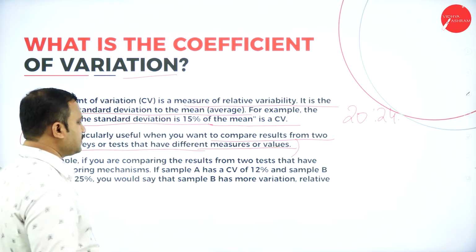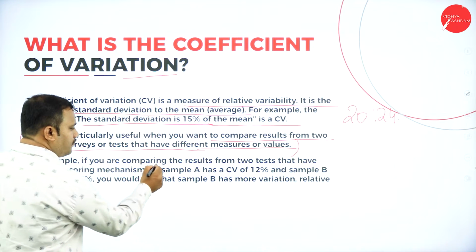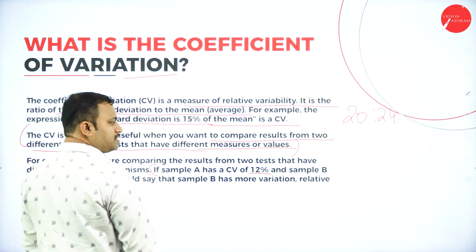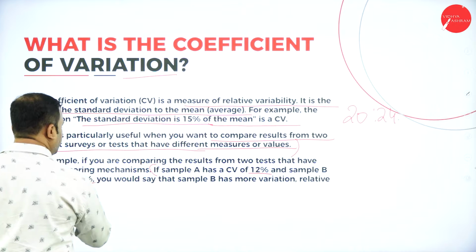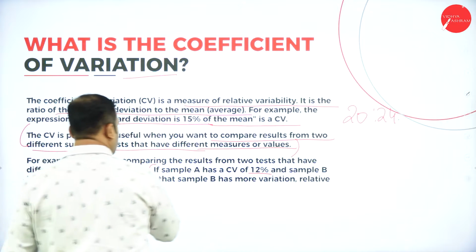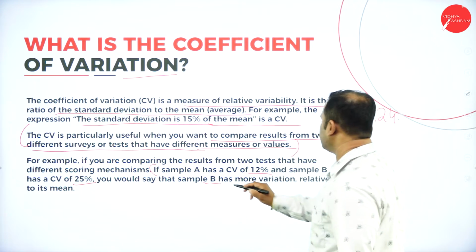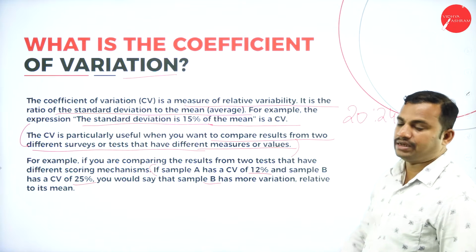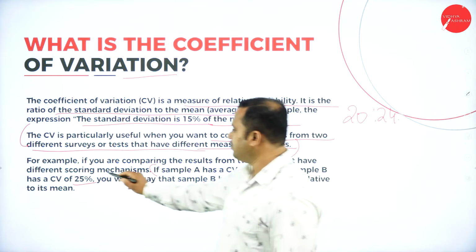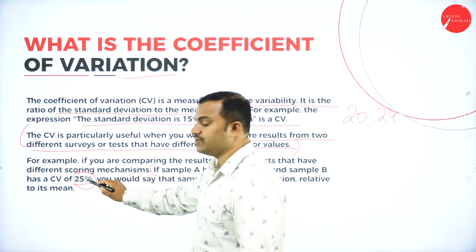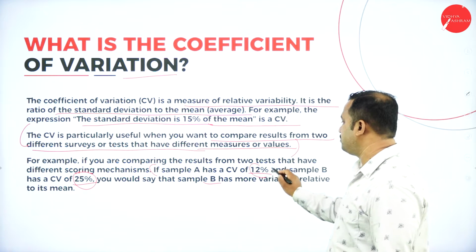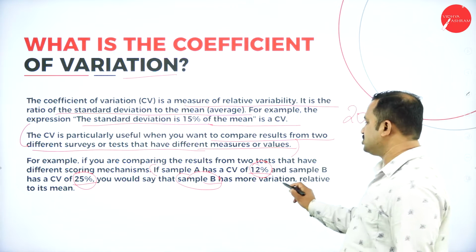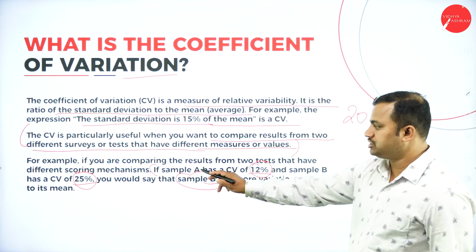Then we will go for that. Similarly, if sample A has a coefficient of variation of 12% and sample B has a coefficient of variation of 25%, then you would say that sample B has more variation relative to its mean. That means there is more variation at 25%, which is greater than 12%. So we say that sample B has more variation relative to its mean.